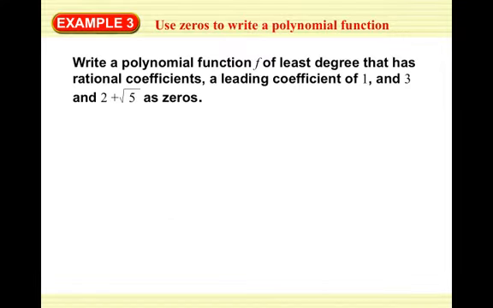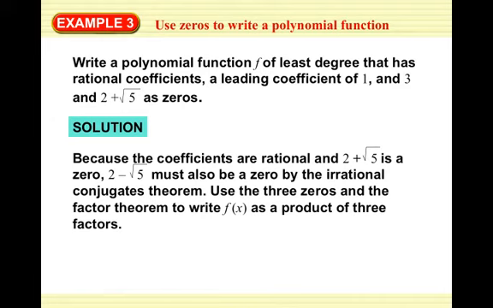All right, so we want to write a polynomial function f of least degree that has rational coefficients, a leading coefficient of 1, and 3 and 2 plus square root of 5 as zeros. Well, because the coefficients are rational and 2 plus square root of 5 is a zero, 2 minus square root of 5 must also be a zero by the irrational conjugates theorem. We're going to use the 3 zeros in the factor theorem to write f of x as a product of the factors.